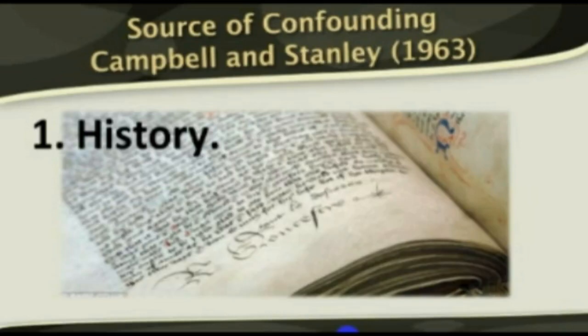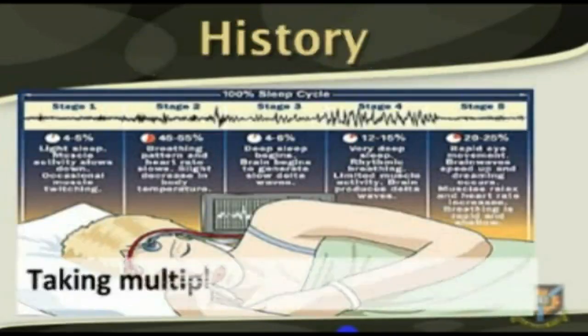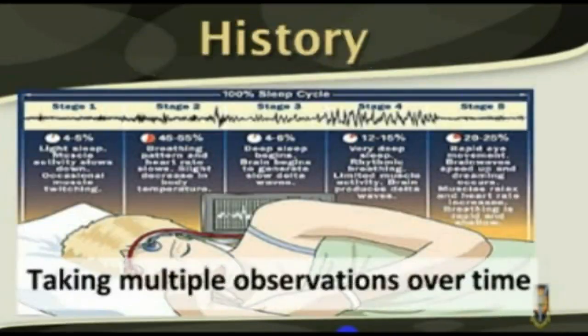Campbell and Stanley, 1963, identified 7 general sources of confounding that may affect internal validity. Number 1, history. History may confound studies in which multiple observations are taken over time. Specific events may occur between observations that affect the results. For example, a study of the effectiveness of an advertising campaign against drunk driving might measure the number of arrests for drunk driving. This event will destroy the internal validity of your study.